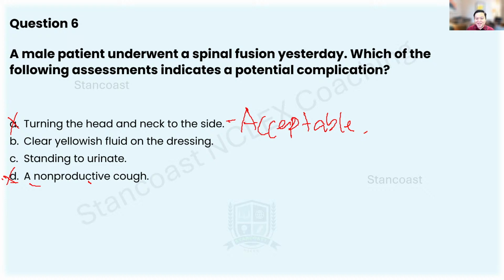What about standing to urinate? Would that be a potential complication? No. Standing to urinate is a normal activity for a male patient, and it doesn't really indicate a complication.